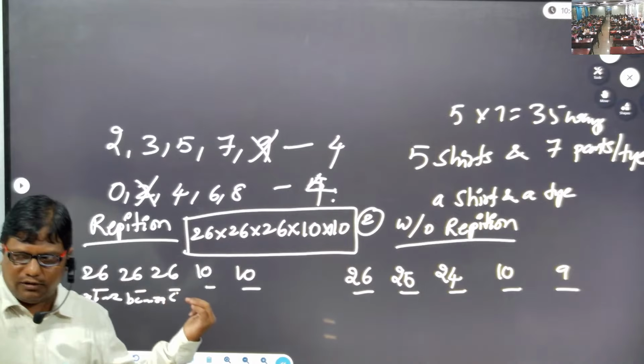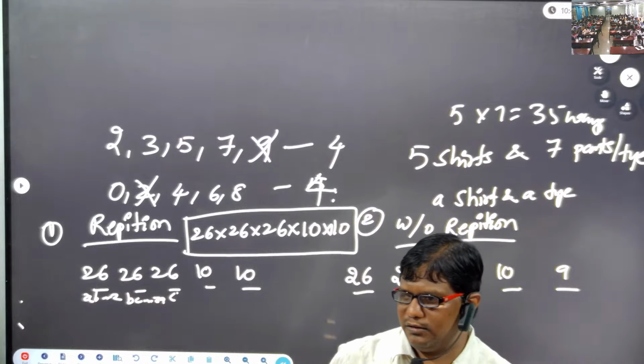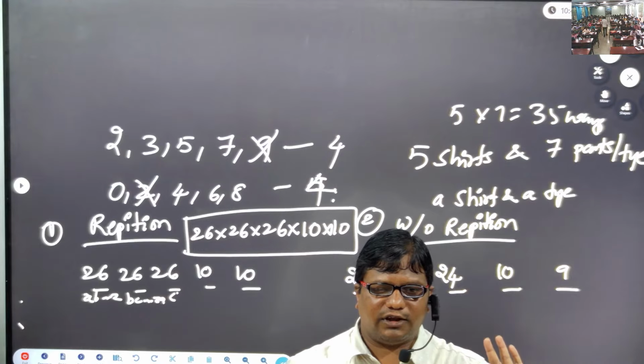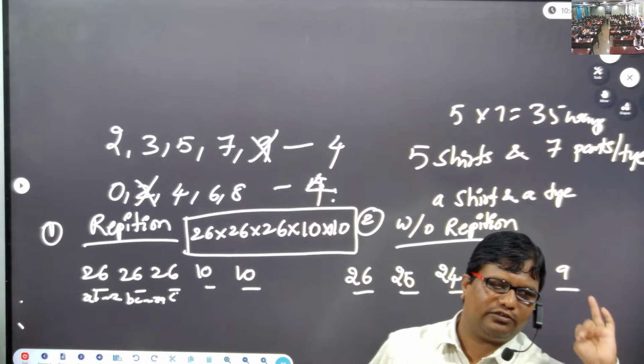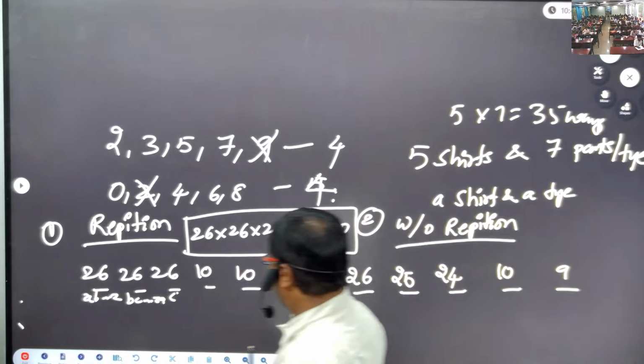Is the solution clear? Is the question clear? We have to write the 5-letter word which contains 3 English letters and 2 digits. Okay? So with repetitions and without repetitions we have done the same problem. Clear?